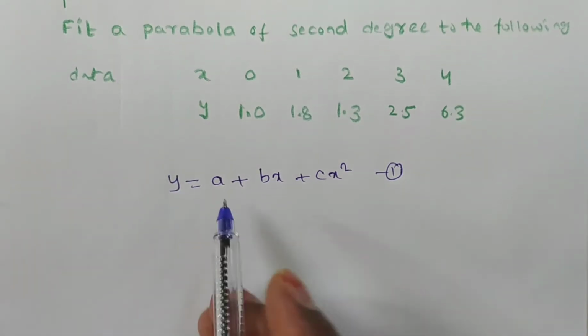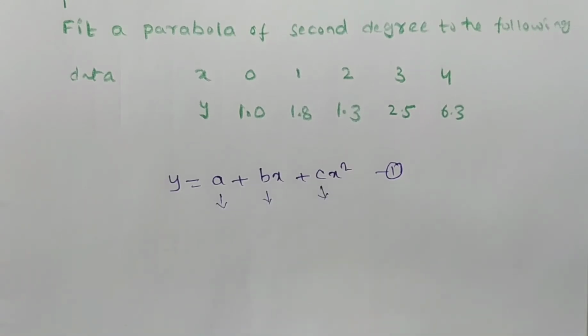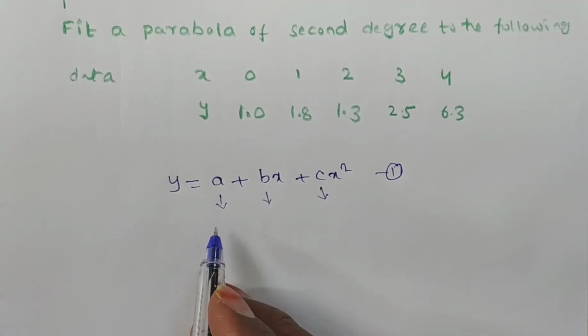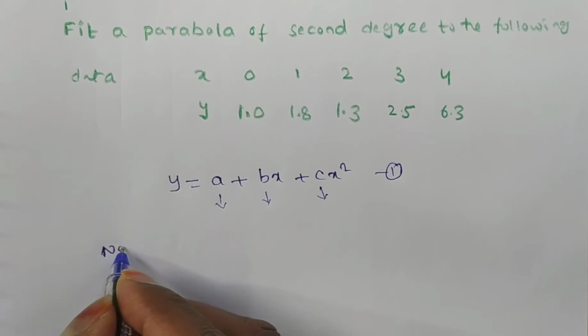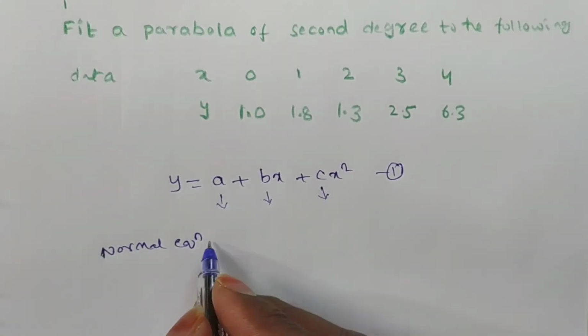So we need to find out the constants. Here, what unknowns do you have? A, b, c, these 3. So for that, first what we have to do? We have to write the normal equations for this parabola.